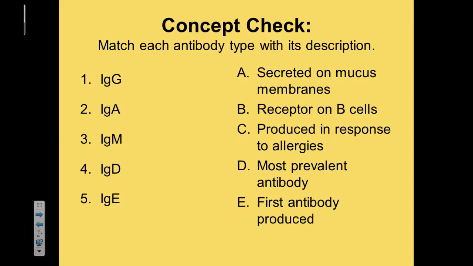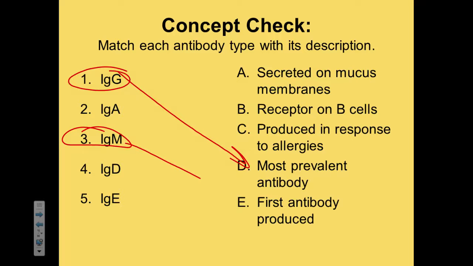So, concept check class. Which antibody type is matched with its description? You can go ahead and pause the video, check your textbook, check your notes, or you can rewind the video. Get me an answer. 1, 2, 3, 4, 5. IgG is the most prevalent antibody in our body. IgM is the first one that's produced. IgA is the one that's going to be secreted in our mucous membranes and breast milk.